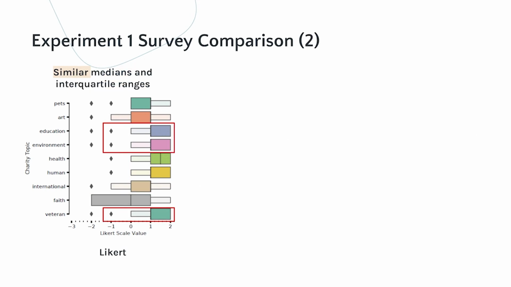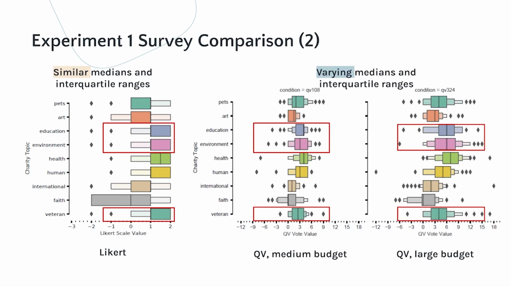to make trade-offs. Second, Likert responses on the causes in red boxes have similar medians and interquartile ranges. In QV, we can see apparent differences across those causes. QV results allow us to quickly rank the options and understand how much people prefer one to another.